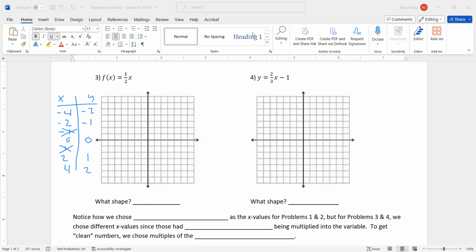So -4, -2. -2, -1, 0, 0, 2, 1, and 4, 2. What shape was made? An uphill line, right? Why was it an uphill line? The number in front of x was positive, so it went uphill. Can you guess what the next one's going to look like? If you said uphill line, you would be correct because it's got a positive number in front of x.